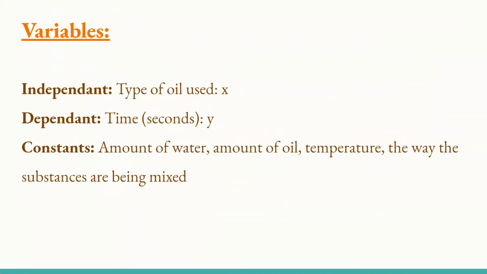For the experiment, the independent variable is the type of oil used, the dependent variable was the time measured in seconds, and the constants were the amount of water, the amount of oil, temperature, and the way that the substances are being mixed.